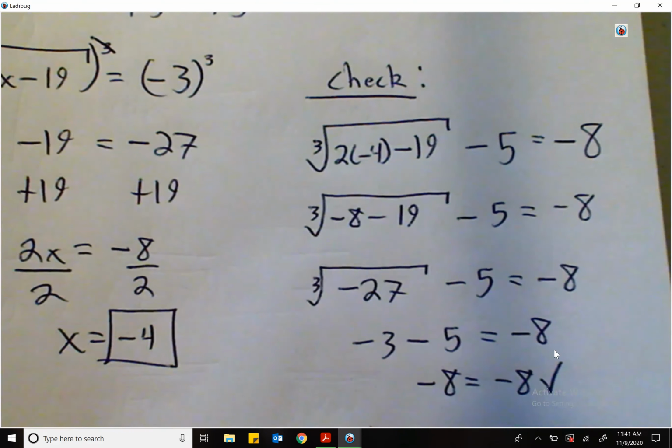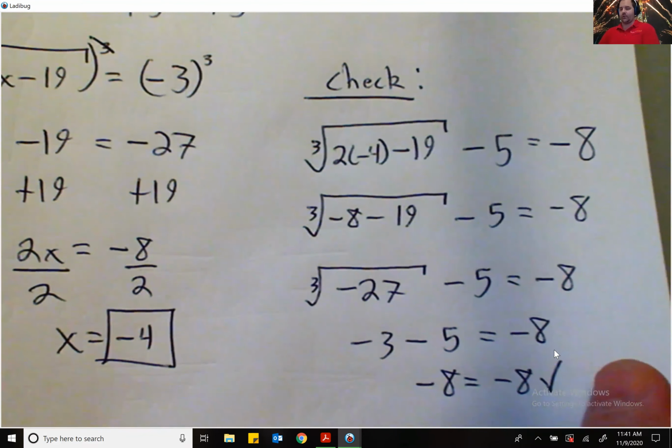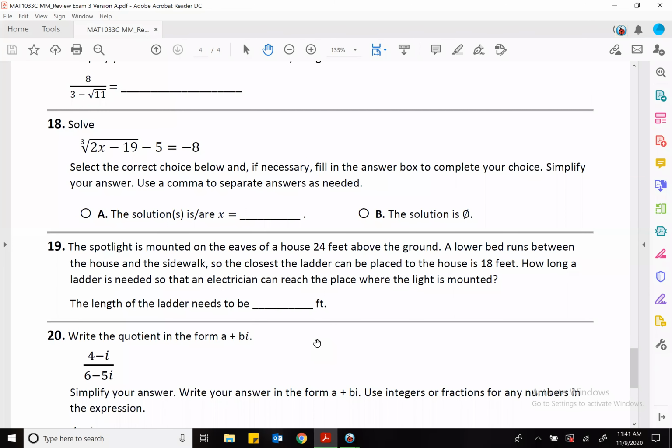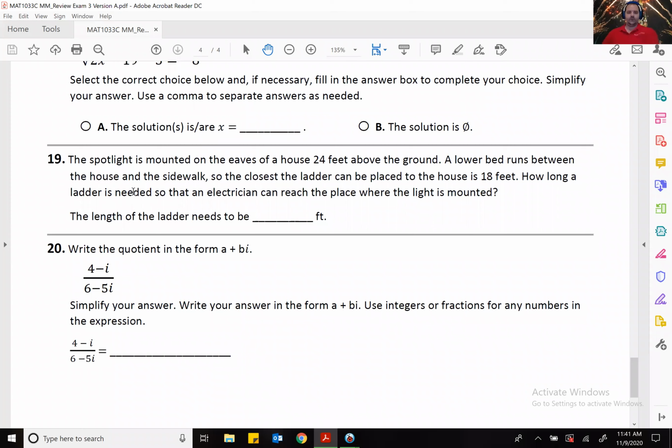All right, number 19 is solve a radical word problem. But the best part about these is that it actually gives us the equation in it. We don't have to develop our own. Just kidding. It didn't give us the equation. So it says a spotlight is mounted on the eaves. Oh, never mind. Well, we will use radicals to solve this. But this is a Pythagorean theorem problem. That's what number 19 is. Pythagorean theorem.